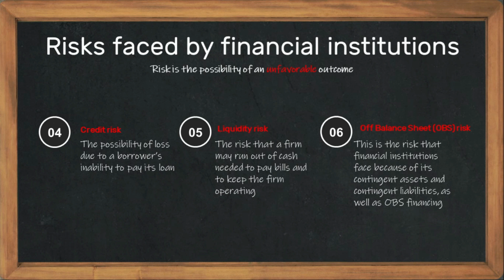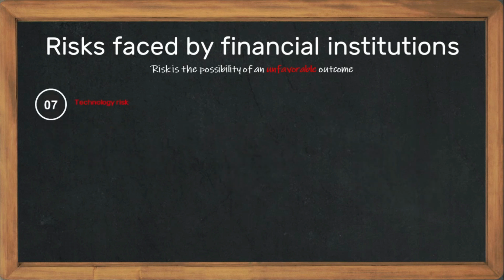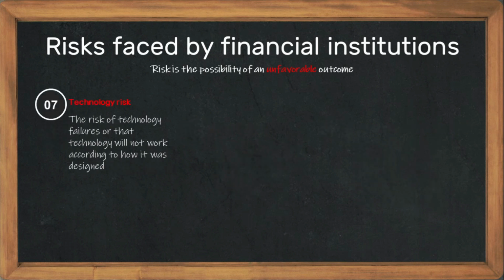And then we have technology risk. I know it's stating the obvious, but technology risk is the risk that technology will not work according to how it was designed, or technology failures disrupt a financial institution's operations, such as a system malfunction or information security breach. This is becoming more prevalent now as financial institutions migrate to online platforms.